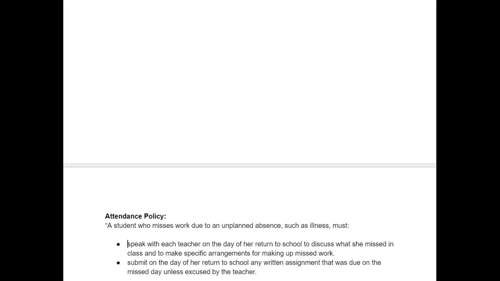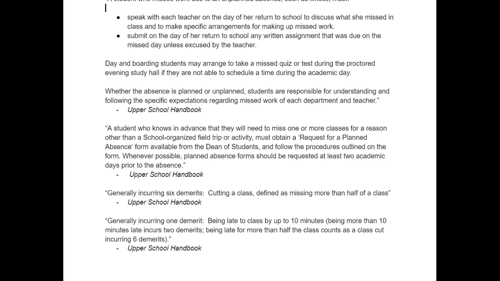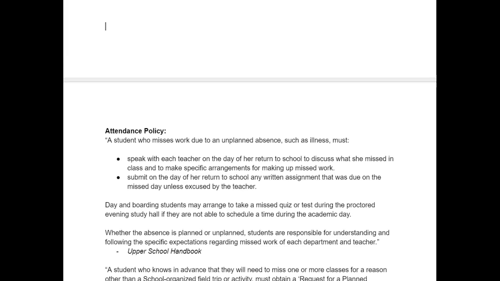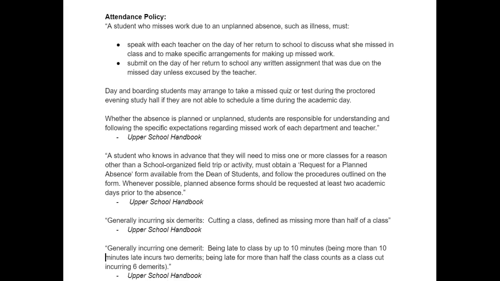Okay. The attendance policy is straight up from the school handbook. I abide by those rules. Basically, be here, be in class, and be ready to go. The reporting and demerits are as usual for that.